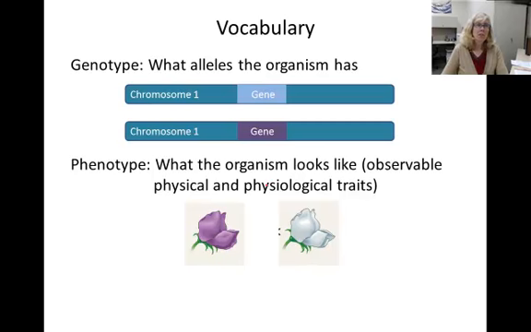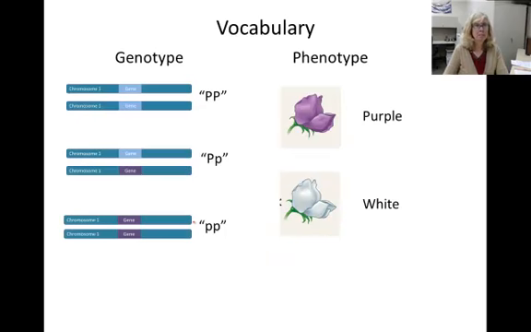Now also there's a difference between genotype, which indicates what alleles an organism has, and phenotype, which indicates what the organism looks like, its observable physical or physiological traits. In the purple pea plant example, the genotype possibilities are that the plant is big P, big P, big P, little p, or little p, little p. The only phenotypes that are seen are purple or white.